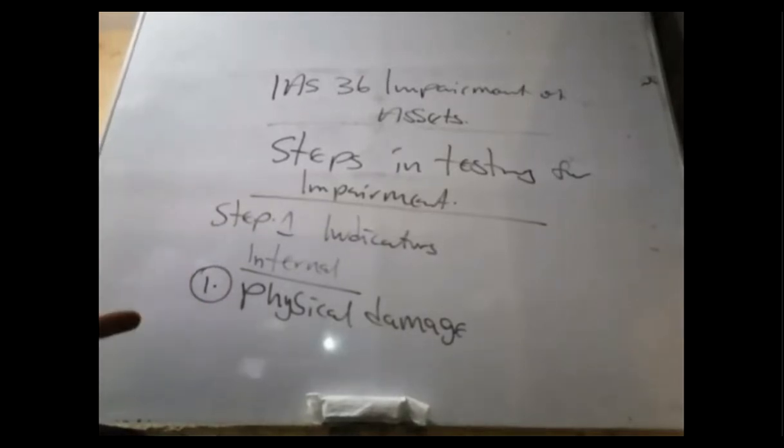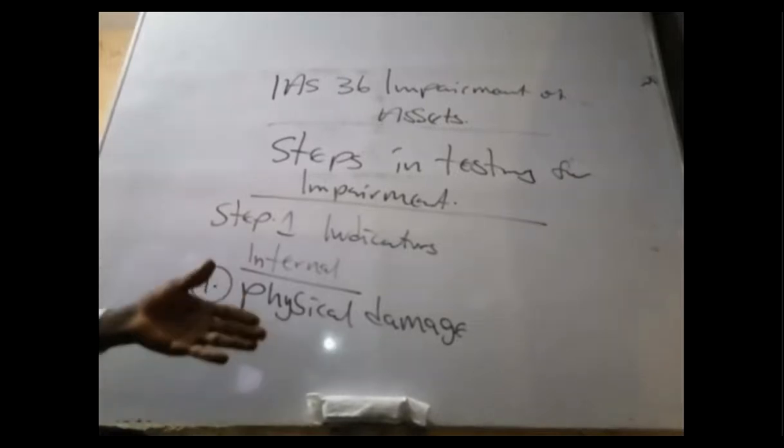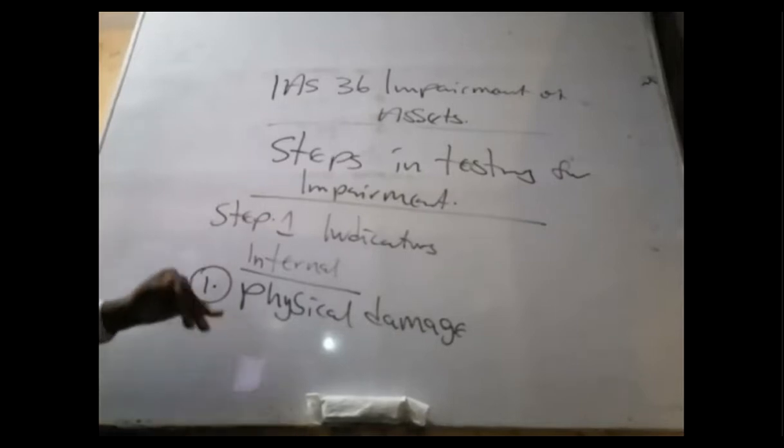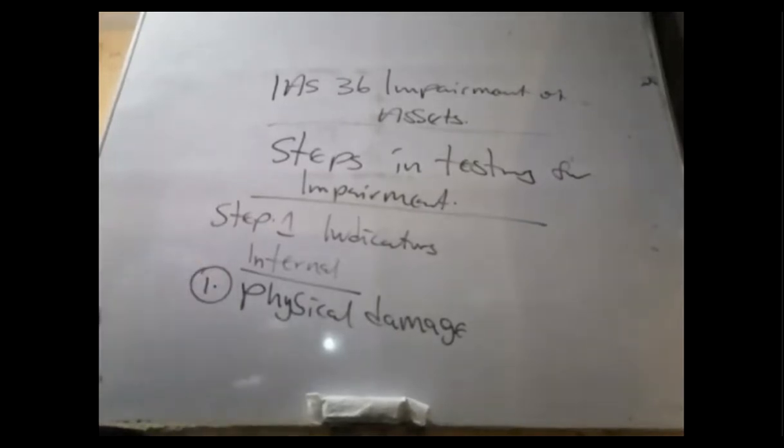For instance, if your phone gets physically damaged or cracked, and you sell this phone today, you might not be able to get the actual value. That is what I'm talking about. This one is an indication. It does not suggest that it is impairment. Take note, it is an indication.